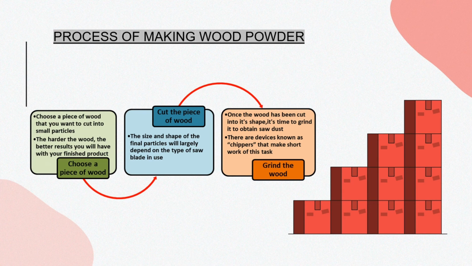Next, I would like to present about the process of making wood powder. First of all, we must choose a piece of wood. Choose a piece of wood that you want to cut into small particles. The harder the wood, the better results you will have with your finished product. Next, we must cut the piece of wood. The size and shape of the final particles will largely depend on the type of saw blade in use. Finally, we must grind the wood. Once the wood has been cut into its shape, it is time to grind it to obtain sawdust. There are devices known as chippers that make short work of this task.